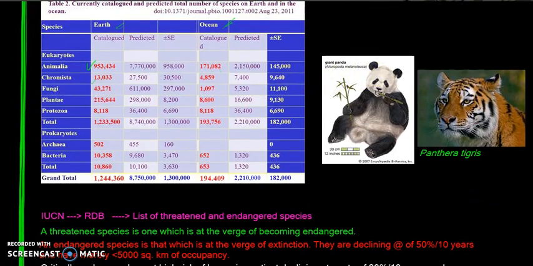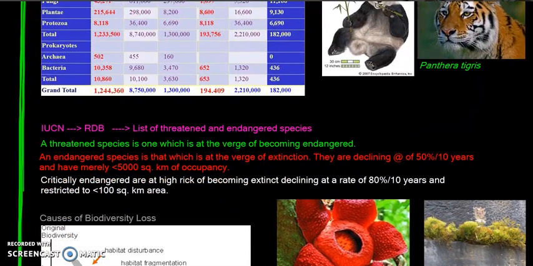And as far as the endangered and threatened species are concerned, IUCN, the International Union for Conservation of Nature and Natural Resources.